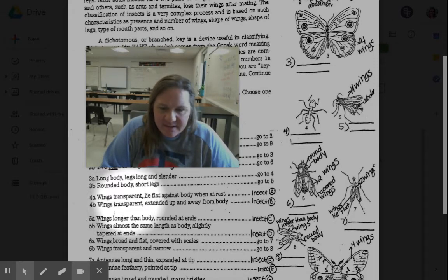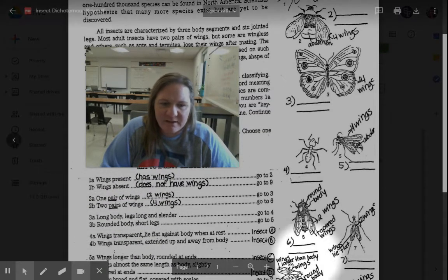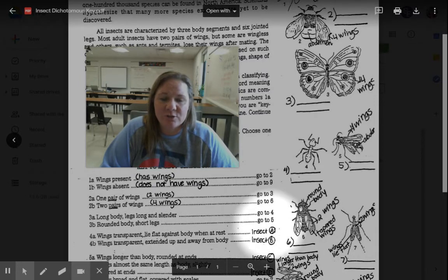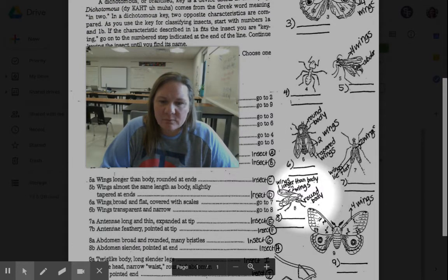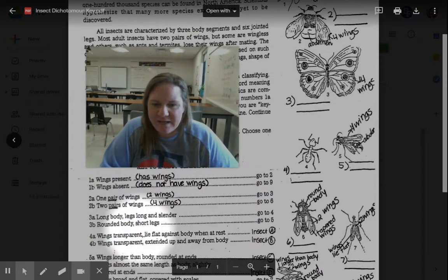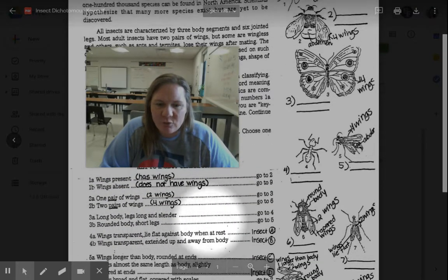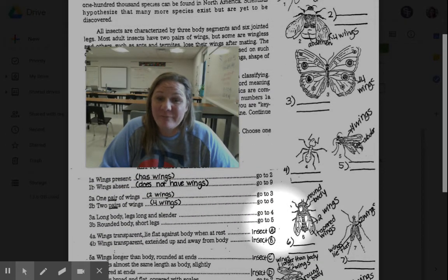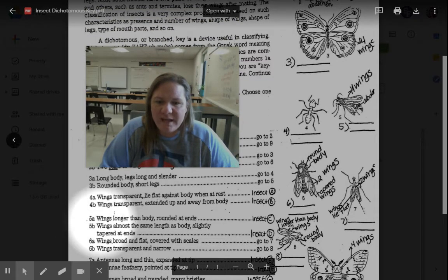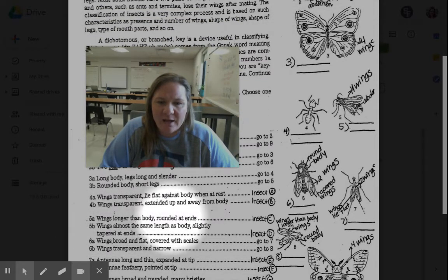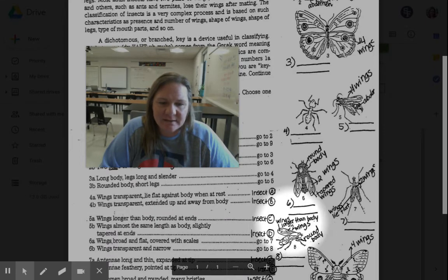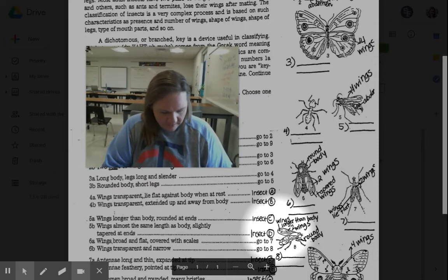Oh, wait, I made a mistake here. I'm sorry. It has a round body and short legs. My note there says round body. See, even teachers can make mistakes. So round body, short legs sends us instead to step 5. Wings longer than the body and round at the ends. That's actually the little note I made here. Wings are longer than the body. It's kind of hard to tell from the picture. That's why I put the note. Therefore, number 8 would be insect C.